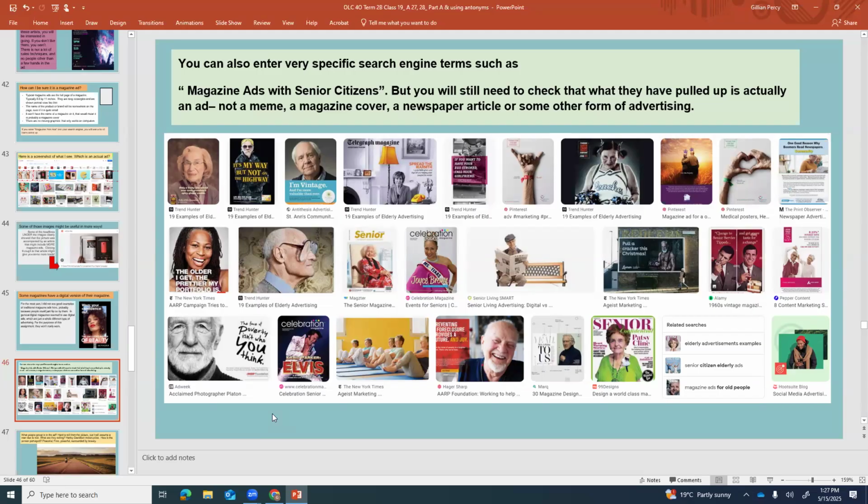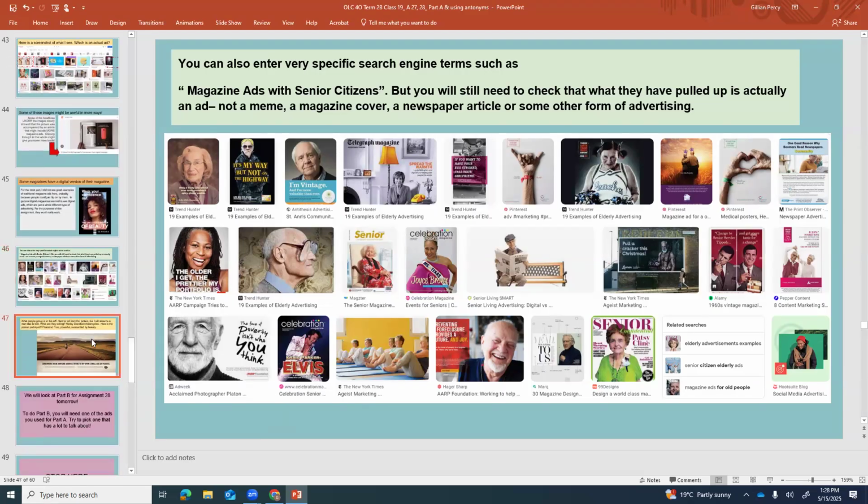Okay. So like here, senior, that's a magazine. Okay. Another magazine. This is more a photo that's being used by the New York Times to illustrate their articles, not really a magazine. So be cautious of that, okay?